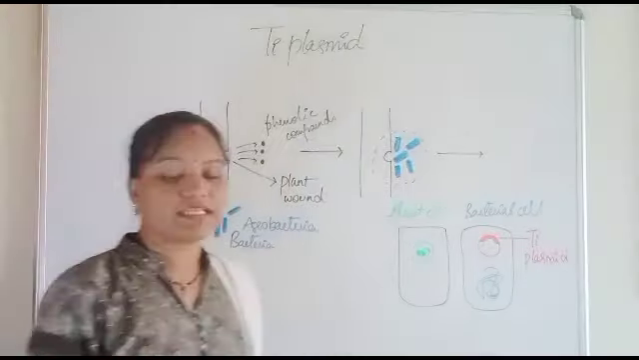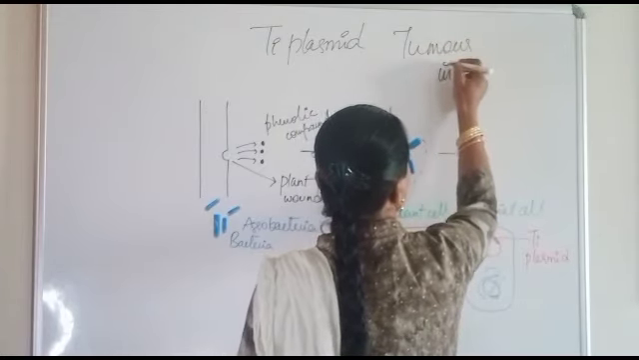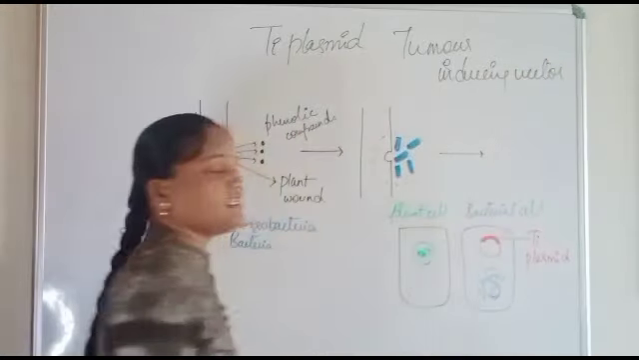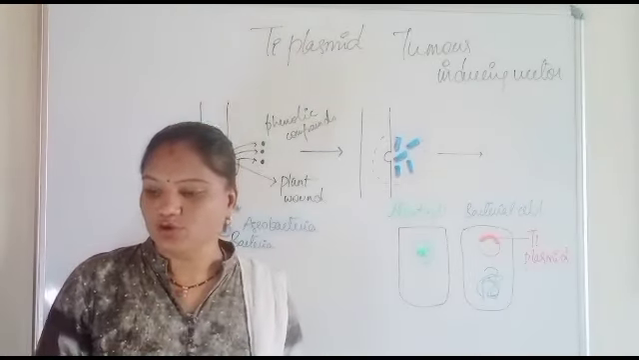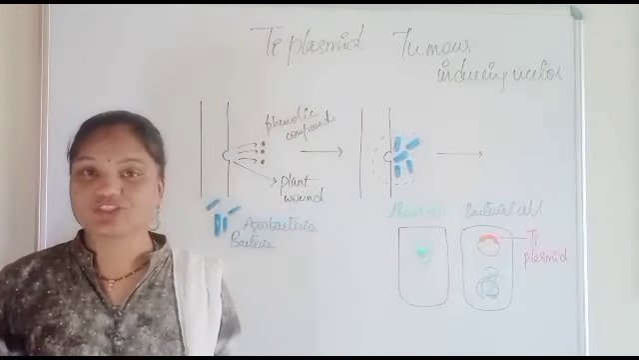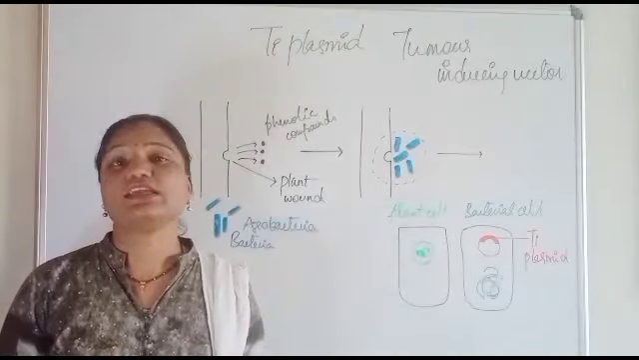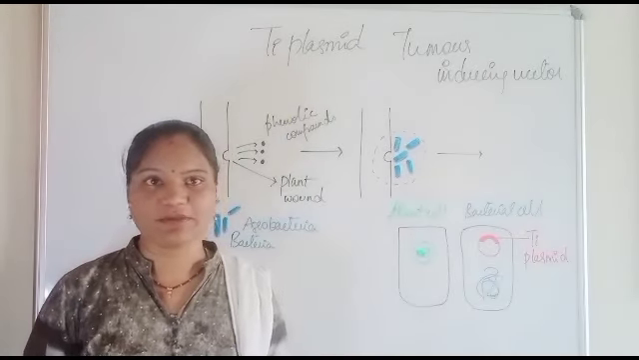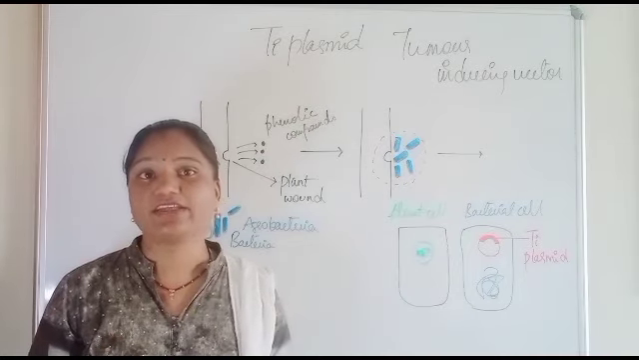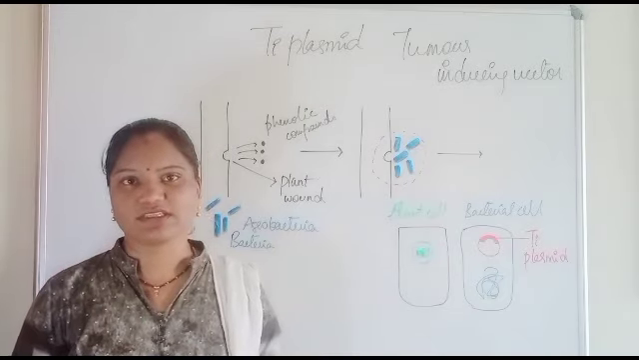So Ti plasmid is nothing but tumor inducing vector. This Ti plasmid is generally used in plant genetic engineering experiments, and it is used to carry your gene of interest to the host organism, that is your plant. In order to create genetically engineered crops and for different applications, we are using this Ti plasmid.